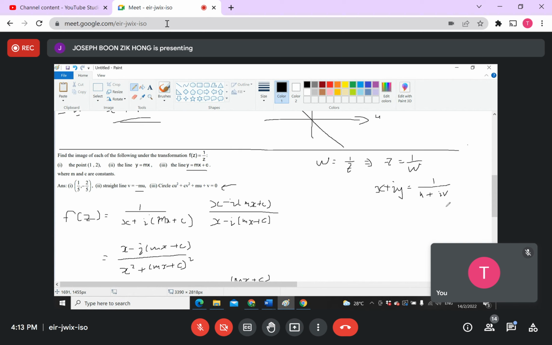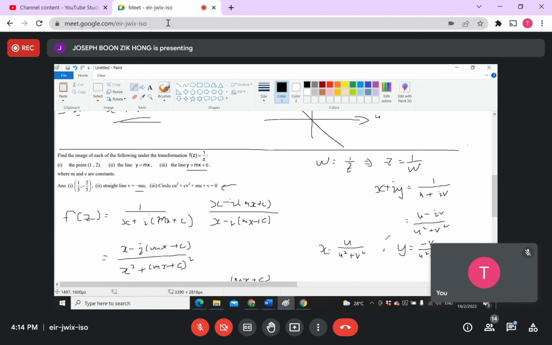And then your u plus iv, that means this one will be u minus iv. Now I times the u minus iv. And then now I can compare. What is my x? x is u over u squared plus v squared. And then what is my y? y will be negative v divided by u squared plus v squared.